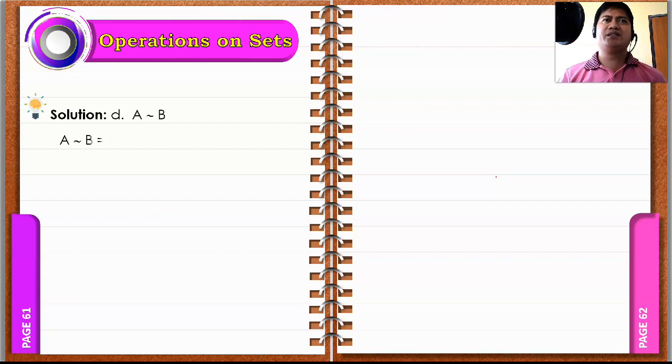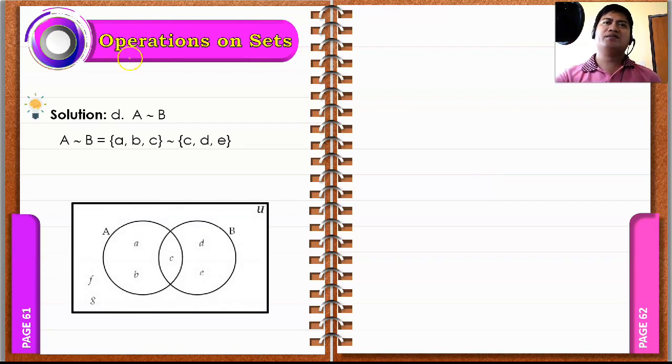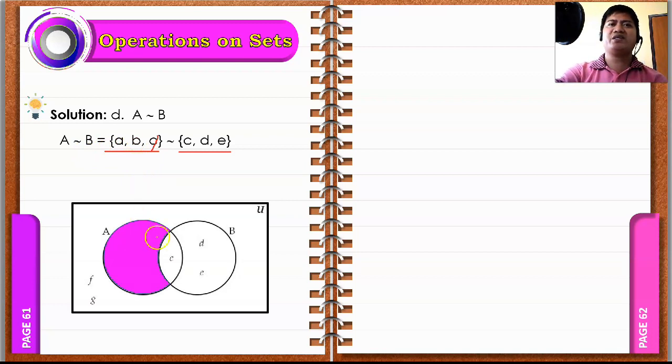Now, we have the difference of A and B. So we have set A, which is A, B, C, and set B, which is C, D, E. This time, the difference of A and B is the elements found in A but not in B. So we will cross out those elements in A that we can find in B. C is the element that we can find in set B, which is also in A. So cross out C, and the remaining is now the difference of A and B, which will be the shaded part. So we cancel C because it is also part of B. So the answer is A and B.